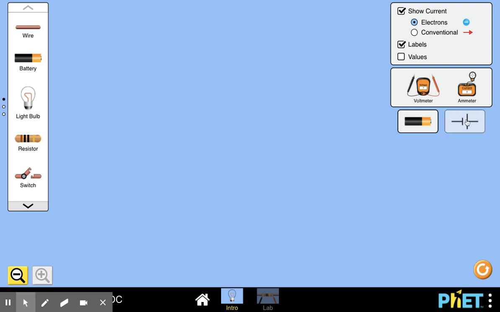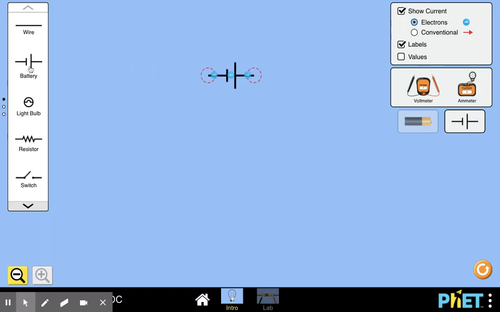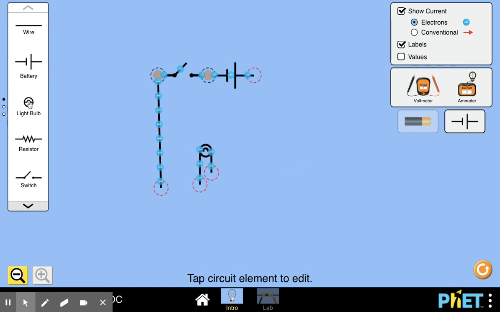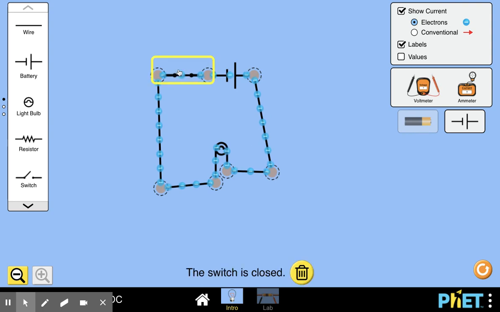Now I'm going to switch into the typical current or typical circuit notation. So switching from the battery to this shows me the battery. I'm going to add a switch in, some wires. I'm going to include the light bulb. Close the switch, and the current will start flowing.